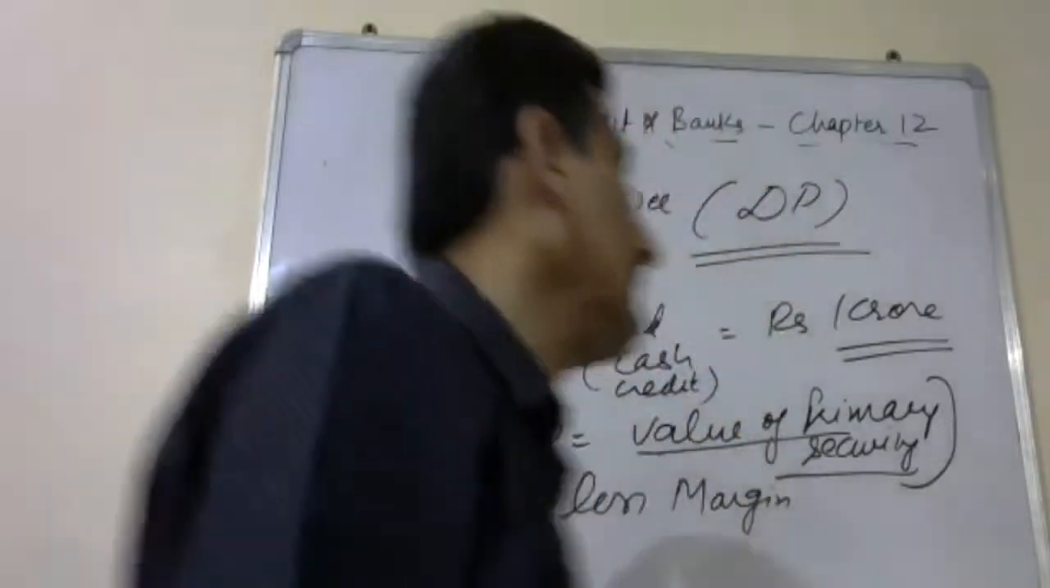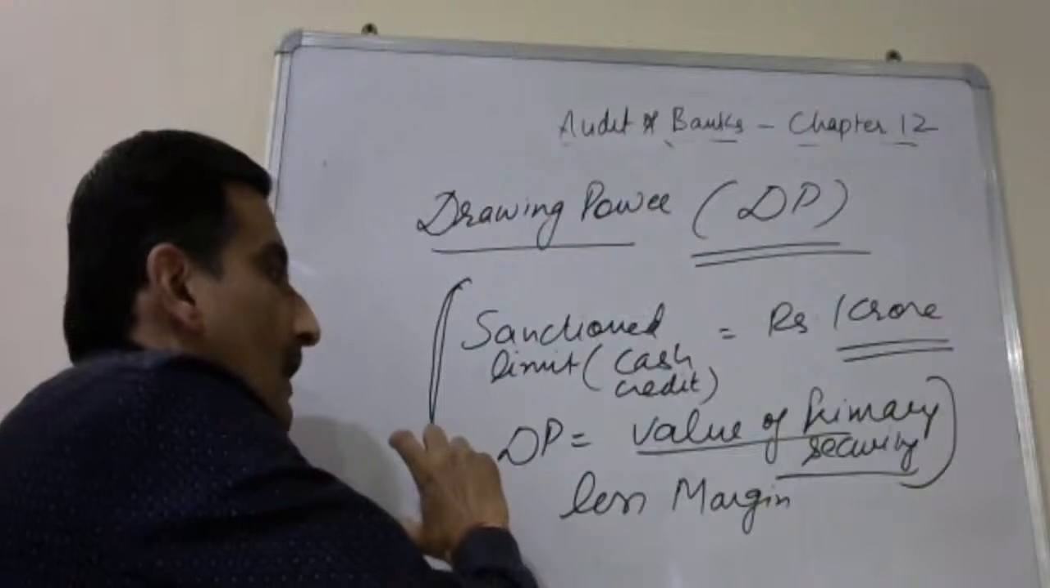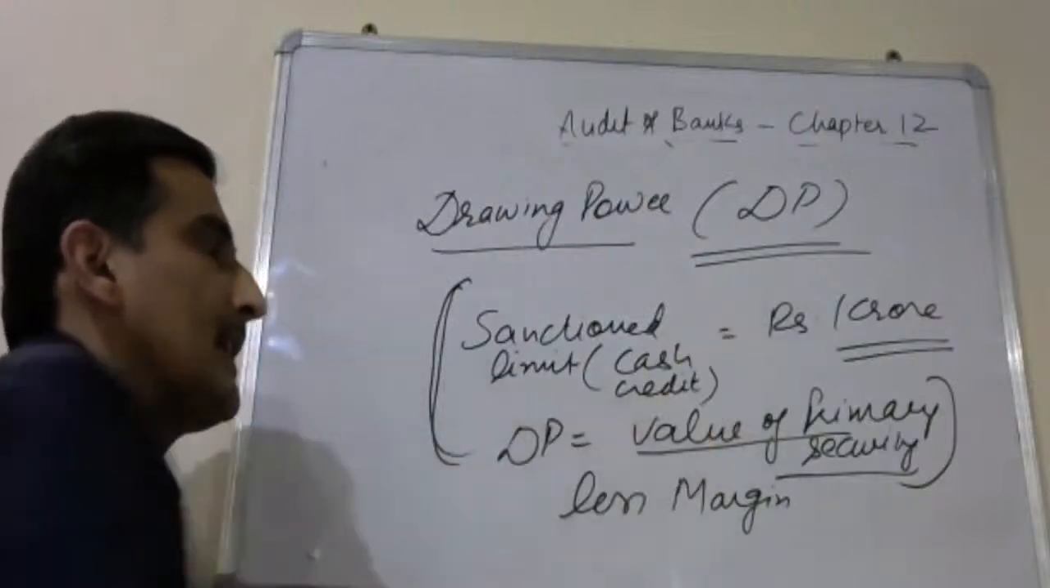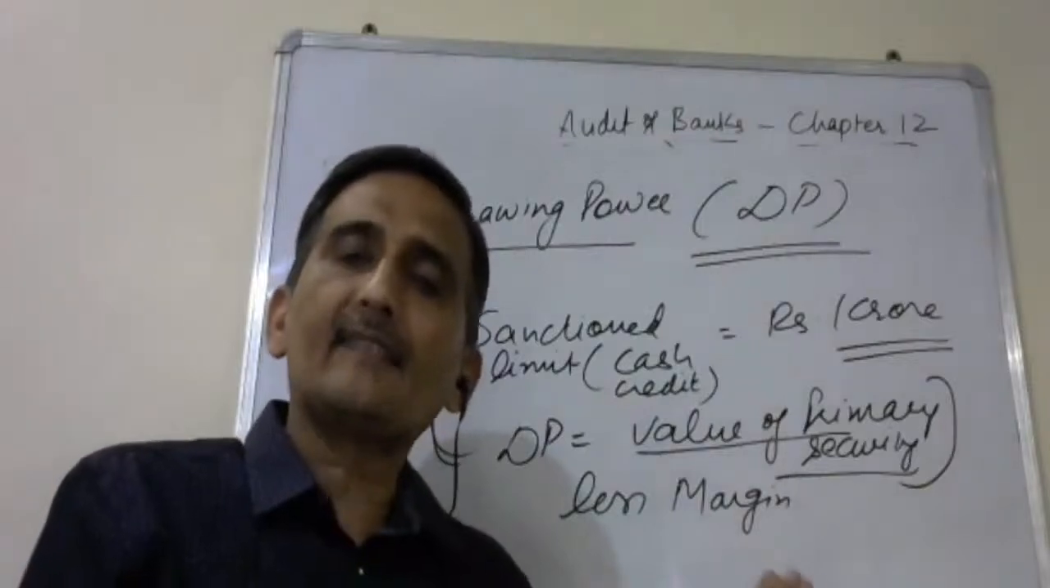Clear? Now we were discussing what DP means. Now DP means value of primary security less margin.